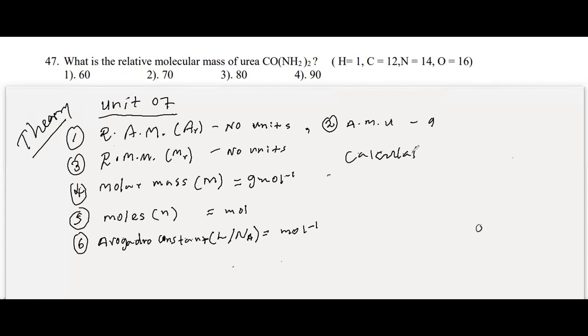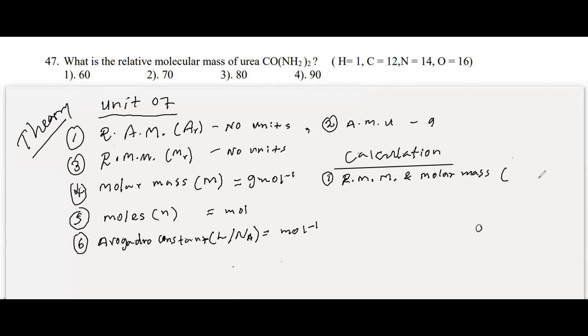Calculations you get, for example, when you are given the data, maybe you are given RAM. When you are given RAM, you should know how to calculate the molar mass and the relative molecular mass. To calculate relative molecular mass and the molar mass, you should be given the relative atomic mass. So one calculation is this.